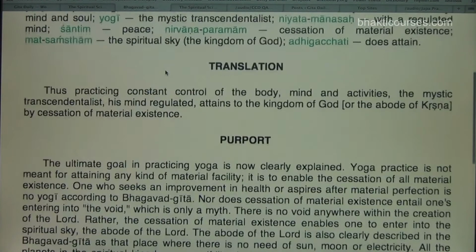Nirvana means cessation of material existence. So that means one who seeks an improvement in health or aspires after material perfection is no yogi according to Bhagavad Gita. The person may be called a yogi by today's definition, today's conception, but according to Bhagavad Gita, the purpose of yoga is Nirvana Paramam, to end material existence.